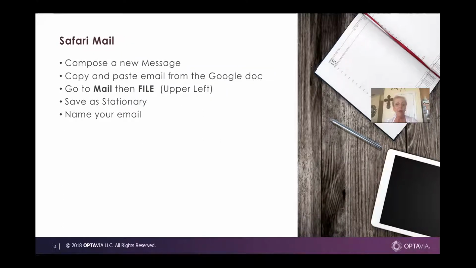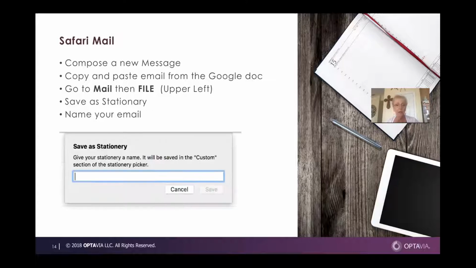But here in Safari Mail, it's so simple. And this I learned because I did this research for today. So you compose a message, copy and paste the Google Doc, go to Mail, upper left, Mail and File, and you can save it as stationery. Here in Safari Mail, they call canned responses stationery. Then you name it: New client email, kickoff call, name them as you have them, and click save. After you name it, the save button will populate.